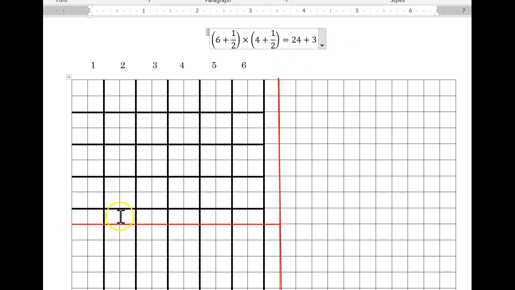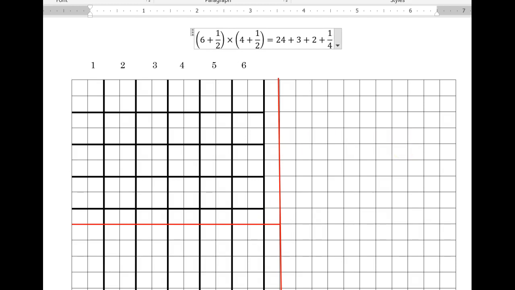Here's a half, here's a half, here's a half, here's a half. How many half squares do we have along here? We have 6 of them. So 6 half squares, that's 3 whole squares. And then we do a half times 4. A half of 4 is 2. So here we have a half square and another half square and another half square and a half square. That's 4 half squares, that's 2. And we finish off with our little 1/4 square at the bottom.